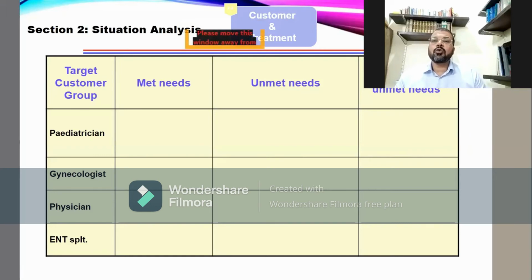Unmet needs are those which still are not being met. Like there is a product which is meeting the need of treating the patient for otitis media, but this is very bitter. Its compliance is very poor. It's very difficult to give this to children.